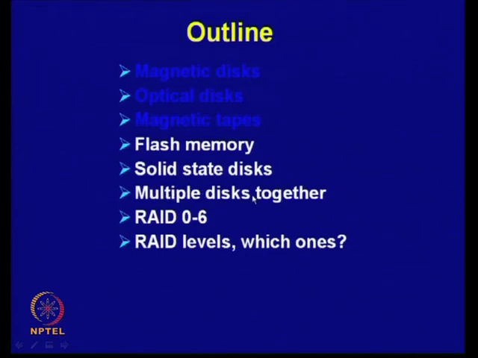multiple disks can be used together, leading to what is known as RAID 0 to 6 RAID levels, redundant array of independent disks. That is the acronym that has been used for this technique, where multiple disks are used together, and there are 6 different levels, 0 through 6. I shall discuss them, and then I shall conclude my lecture by considering which ones to be used in what situation.